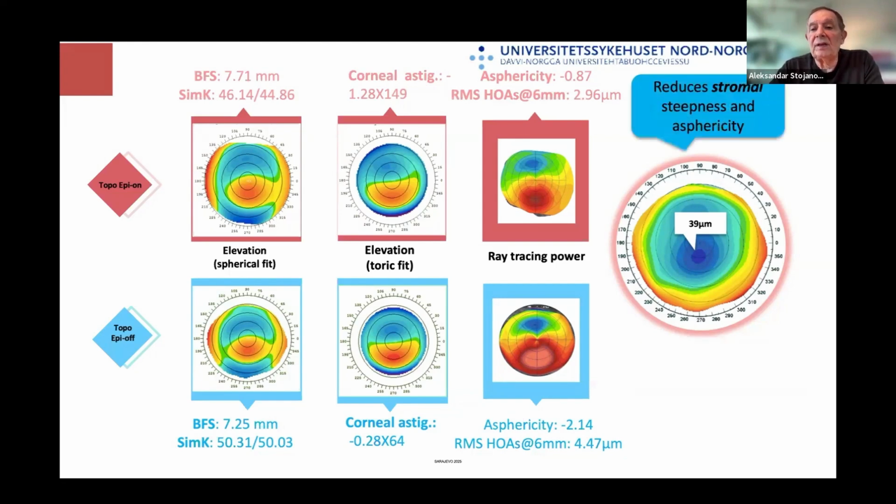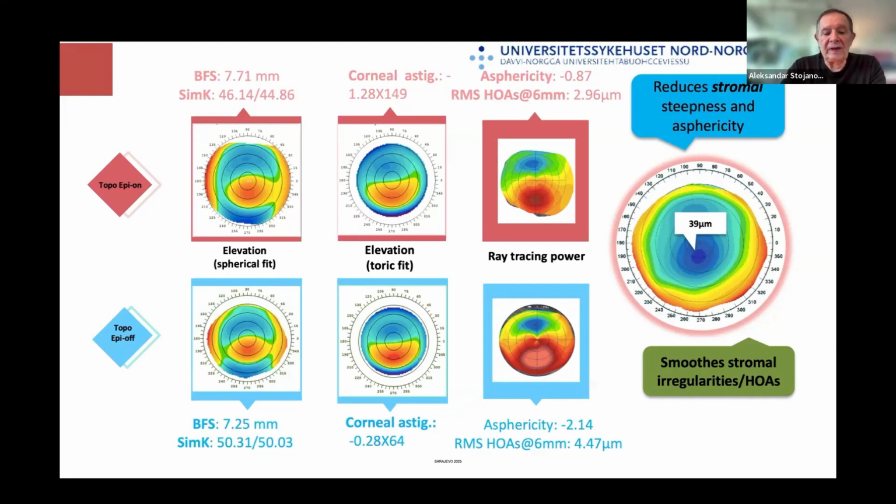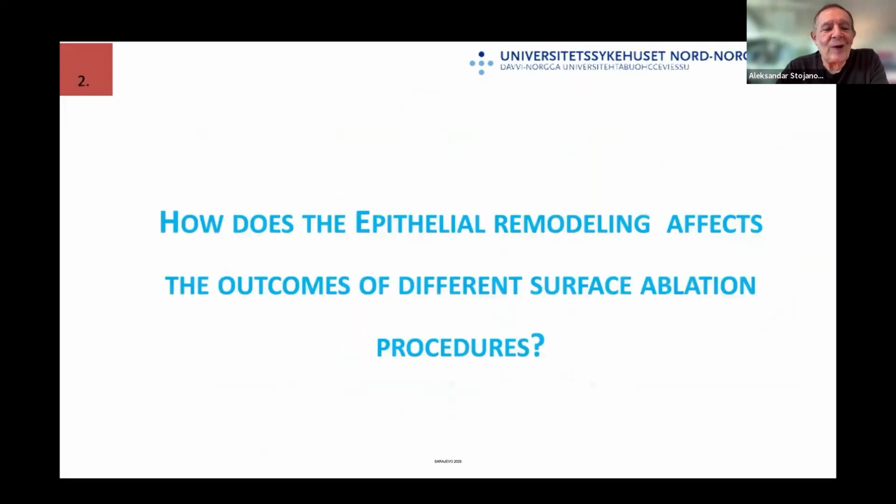Generally then, epithelial remodeling reduces stromal steepness and asphericity and smoothens the stromal irregularities. And that is why we often say the epithelium is our friend. And we will look at this statement a little bit later on.